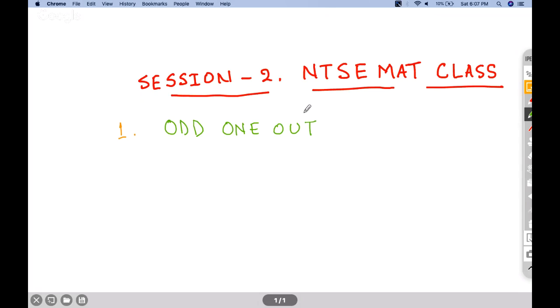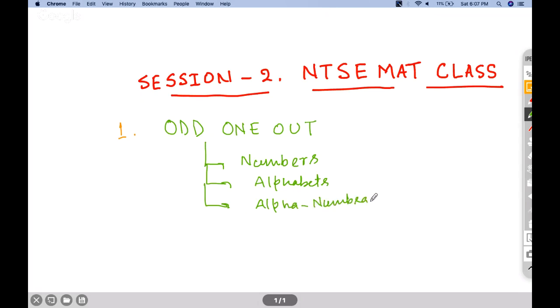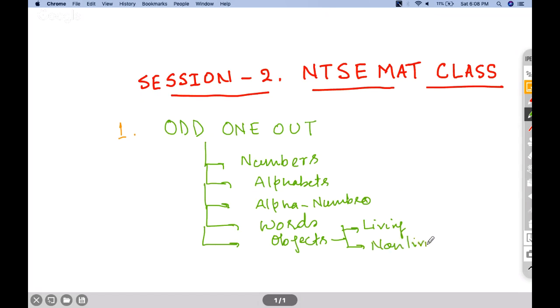In odd one out, there would be a few alphabets, a few numbers. It can be categorized into several parts. So it can be about numbers. I'll explain everything. Please focus. It can be about alphabets. It can be about alphanumeric, I mean a mixture of alphabets and numbers. It can be about words. It can be about certain objects, and when I am talking about objects, it is both living and non-living. It can be about certain patterns.